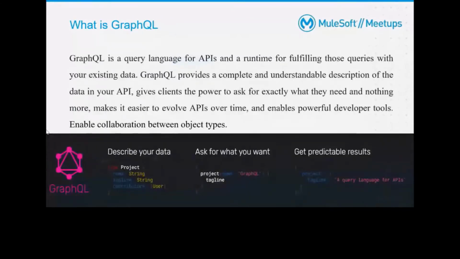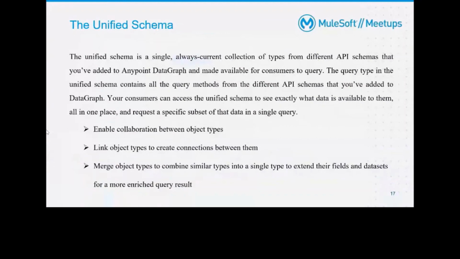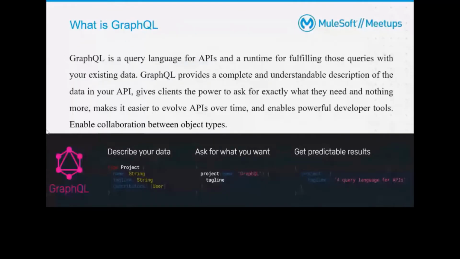Okay, that is unified schema. That means the unified schema is a set of data elements or data types which is part of your unified schema. Now, when you are going to query those APIs, internally this is GraphQL. GraphQL is a query language for all APIs, which is used internally by the Anypoint Data Graph. Using this GraphQL, we can retrieve the data.